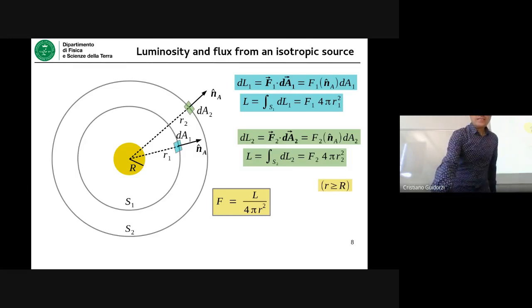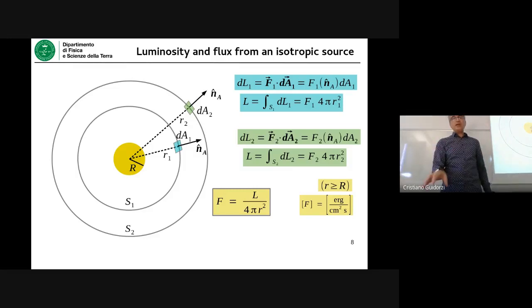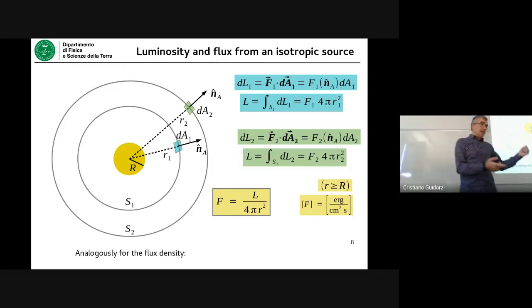Let's have a look at the units of measure. Well, the flux is in ergs per square centimeter per second, so energy per unit area per unit time. And indeed, luminosity is energy per unit time. You divide it by 4 pi r squared, so it gains an extra per unit area.